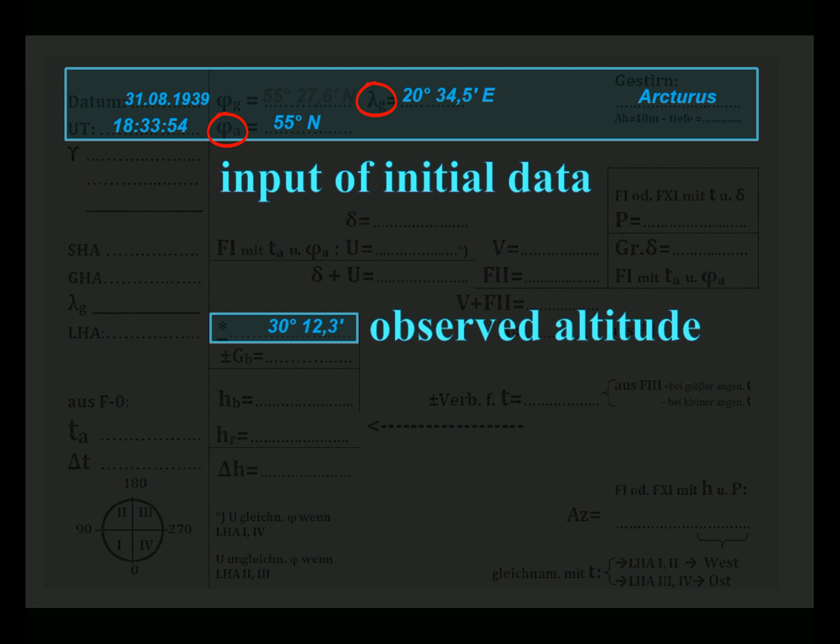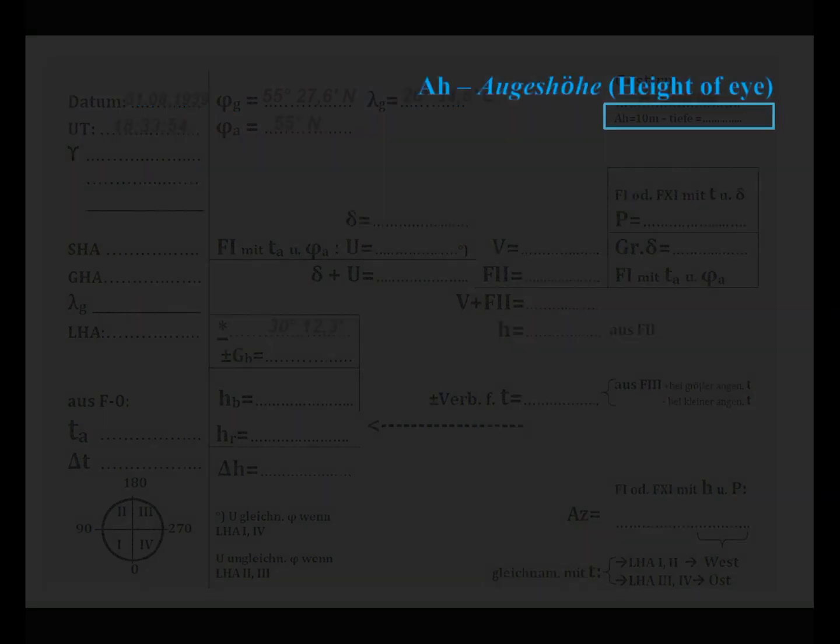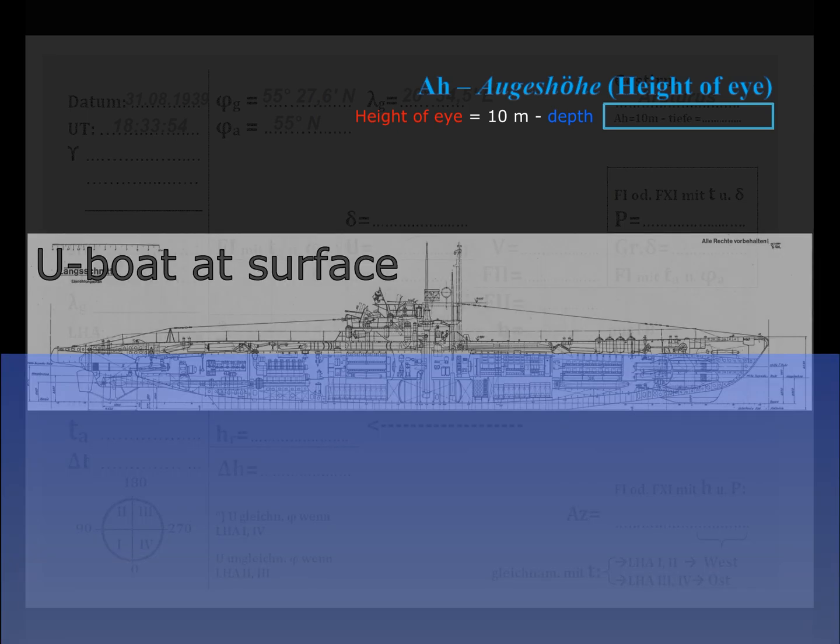The height of the observer's eyes above the sea surface should also be entered. A little later I will tell you why you need to take into account the height of the eyes. The height of the eyes must be calculated using the formula. This formula is suitable for those conditions when the observer is on the bridge of the 7th type of U-boat.